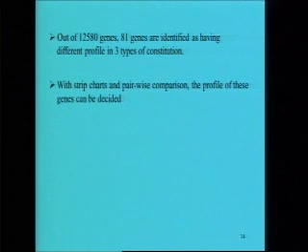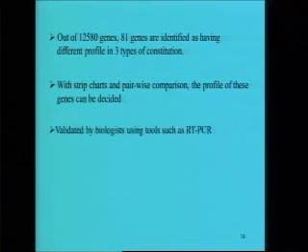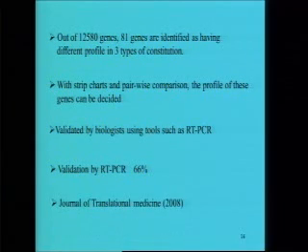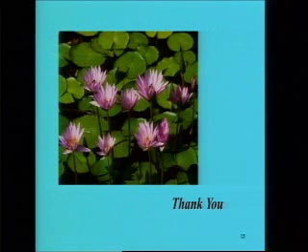So what we did is, out of 12,580 genes, we identified 81 genes having different profiles in the three conditions. With strip charts and pairwise comparisons, the profile can be decided, and then this was validated by biologists using RT-PCR techniques. The result was that the validation was 66%, and it was found to be very satisfactory. All these results were published in the Journal of Translational Medicine in 2008. Thank you.